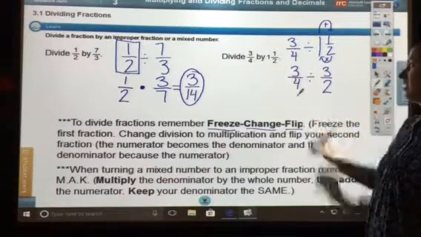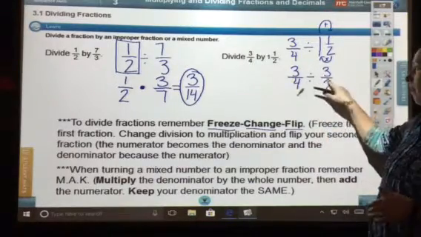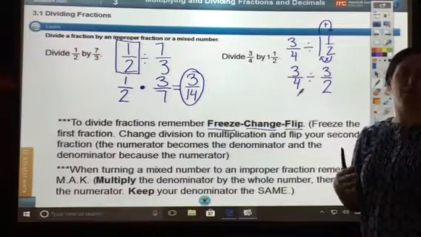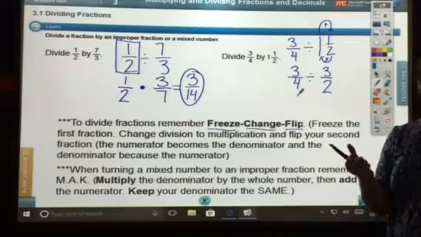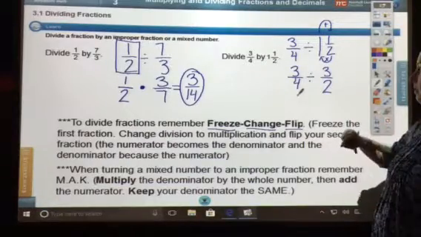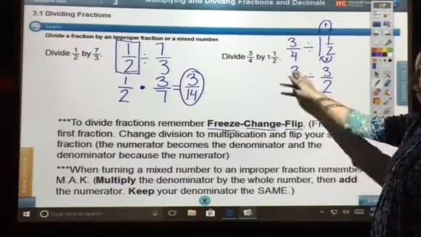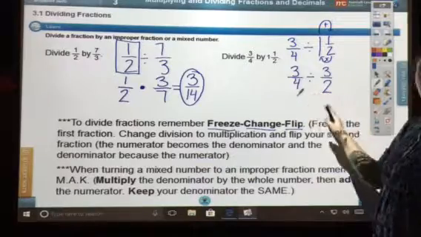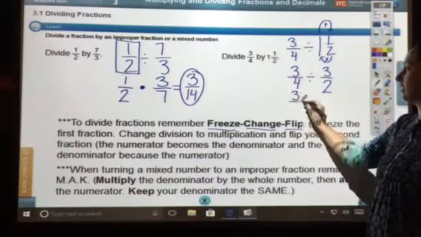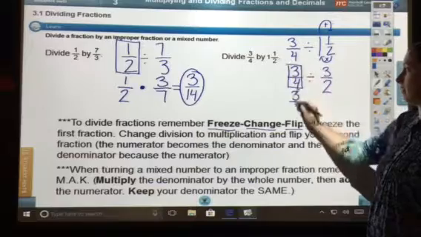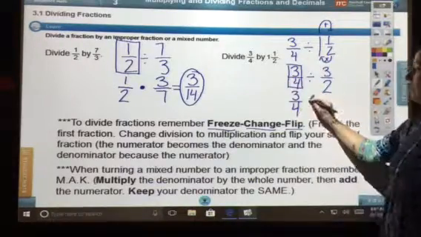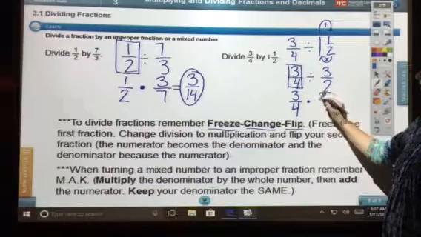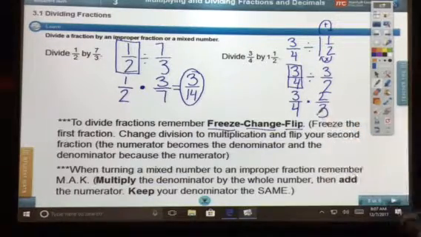I think that it's important to not try to turn this improper and freeze, change, flip in the same step. I find that kids make mistakes. They often forget to actually flip it. So I try to do it in 2 separate steps. Now I have 2 fractions, no mixed numbers, and I'm ready to freeze. I'm keeping this the same, and it's always in that order. We freeze our first fraction, change division to multiplication, and flip our next one.